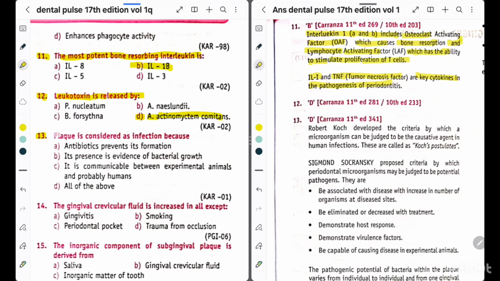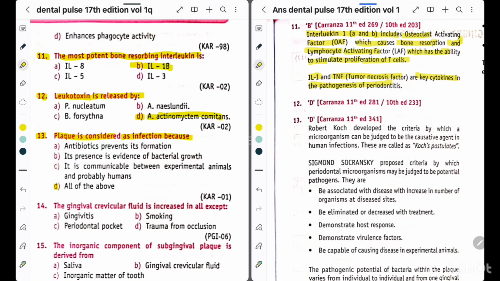Question 13. Plaque is considered as infection because. Option A, antibiotic prevents its formation. Option B, its presence is evidence of bacterial growth. Option C, it is communicable between experimental animals and probably humans. Option D, all of the above. So its answer is option D, all of the above.